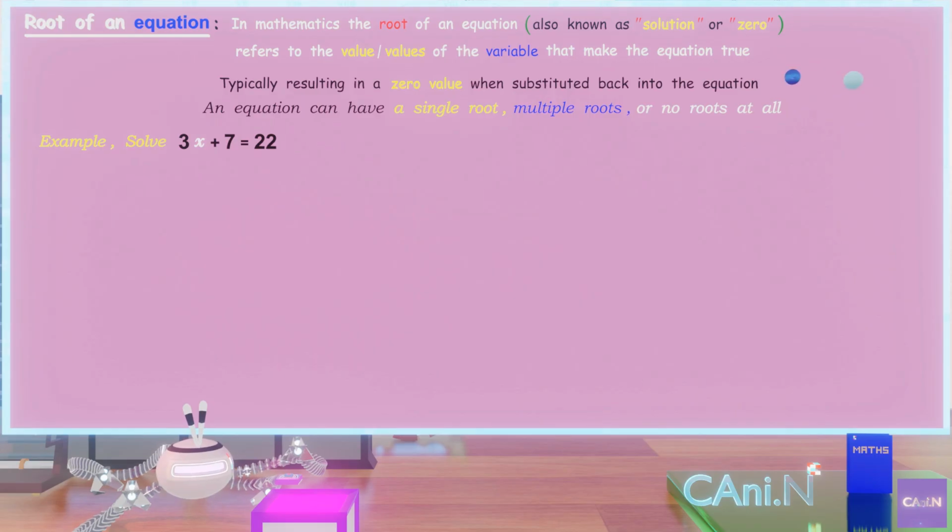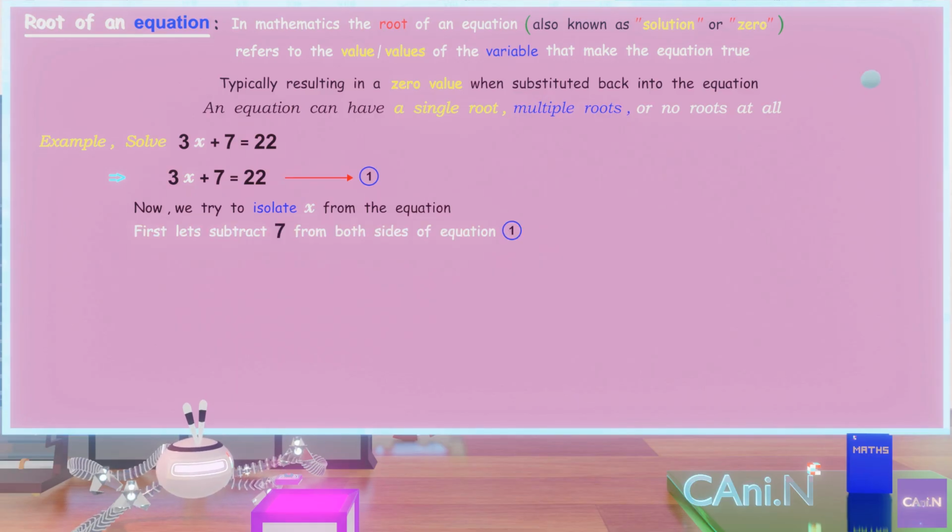Example, solve 3x plus 7 equals 22. Let's call 3x plus 7 equals 22 as equation 1. Now, we try to isolate x from the equation. First, let's subtract 7 from both sides of equation 1. 3x plus 7 minus 7 equals 22 minus 7. We get 3x equals 15, let's call this as equation 2.